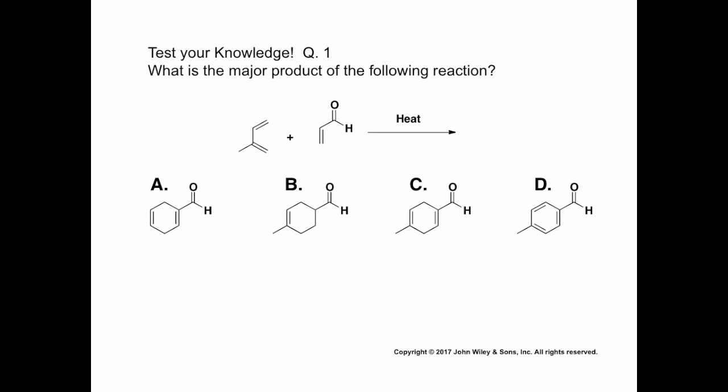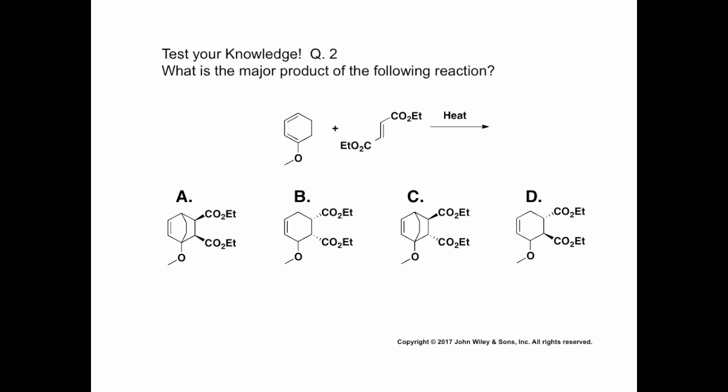What is the major product of the following reaction? This is going to be a Diels Alder reaction. This is your diene partner, and this is your dienophile. In the chat, tell me which product you think would arise from this.